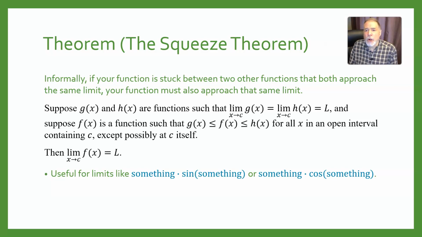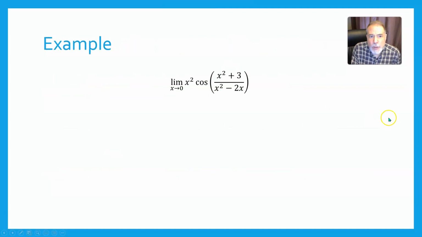And this is useful in a few theoretical situations. It gets used in proving a couple other theorems, but it's also useful in situations where you have something times the sine of something, or something times the cosine of something, because you can take advantage of the fact that sine of anything and cosine of anything always give you a value that's somewhere between -1 and 1. So all the really good examples I know of that involve the squeeze theorem are pretty much set up like that. So here's an example.